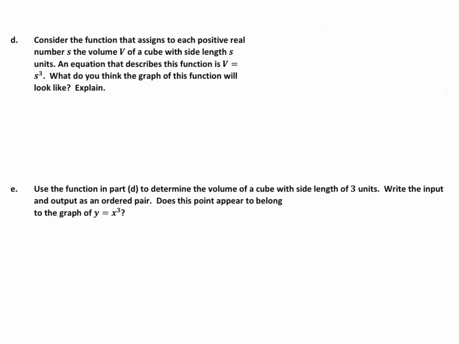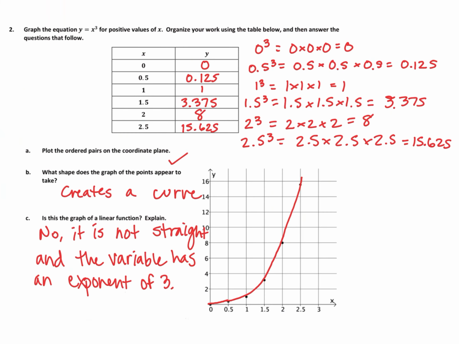D. Consider the function that assigns to each positive real number s the volume of a cube. So it's saying the volume is equal to the side length cubed. What do you think the function will look like? And explain. All they've done is they've taken that y value and replaced it with the letter v, and they've taken the x value and replaced it with the letter s.